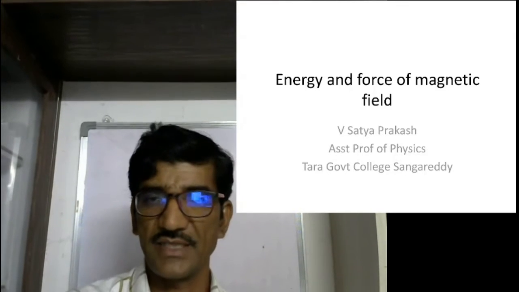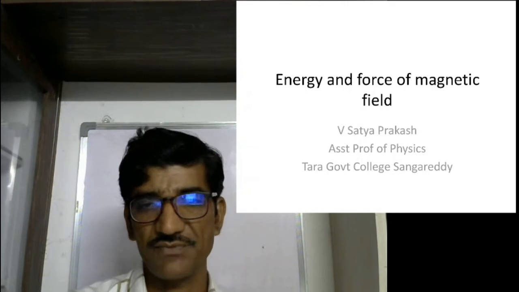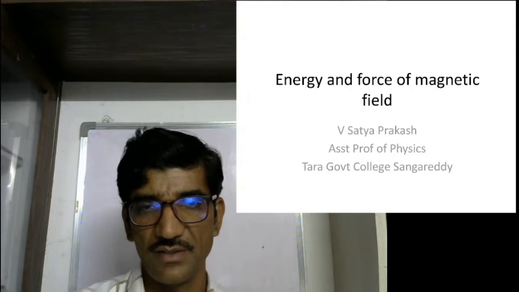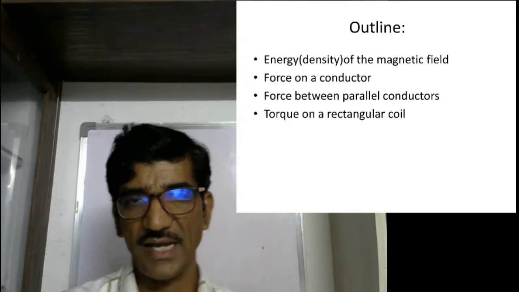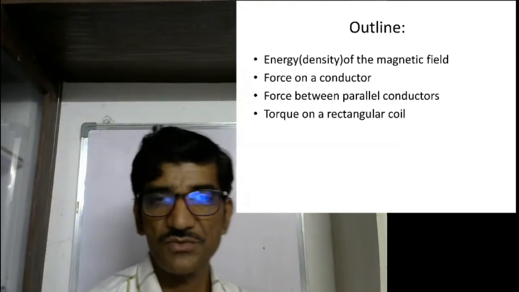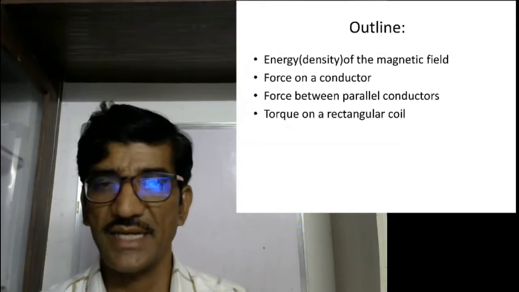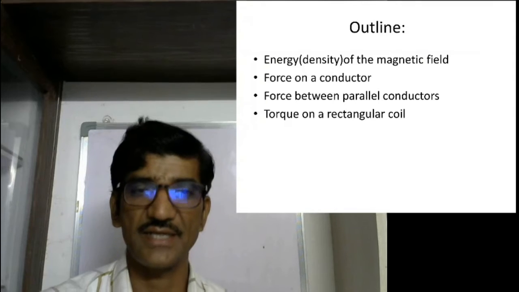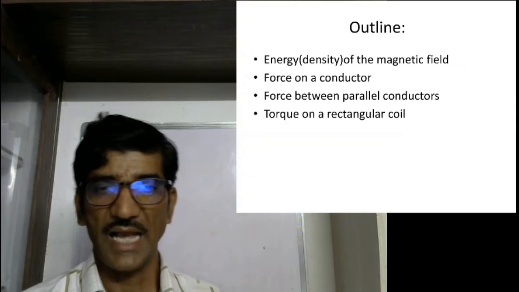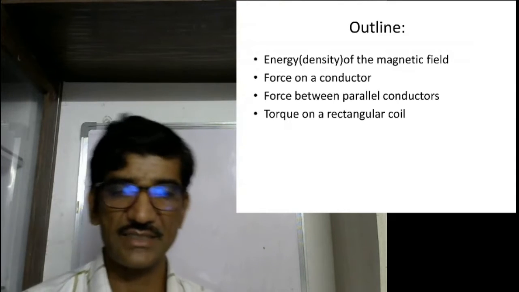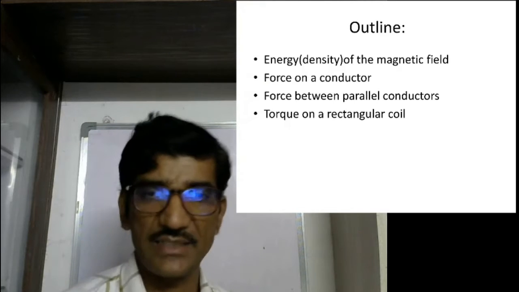In this lecture, let us try to study the energy and force of the magnetic field. The outline of the lecture is as follows. You can see the outline on the slide. First of all, we want to find the energy of the magnetic field, or energy density of the magnetic field. Next, we want to find the force acting on a current carrying conductor. Next, we want to find the force acting between two parallel conductors. Next, we will try to find the torque acting on a rectangular coil.